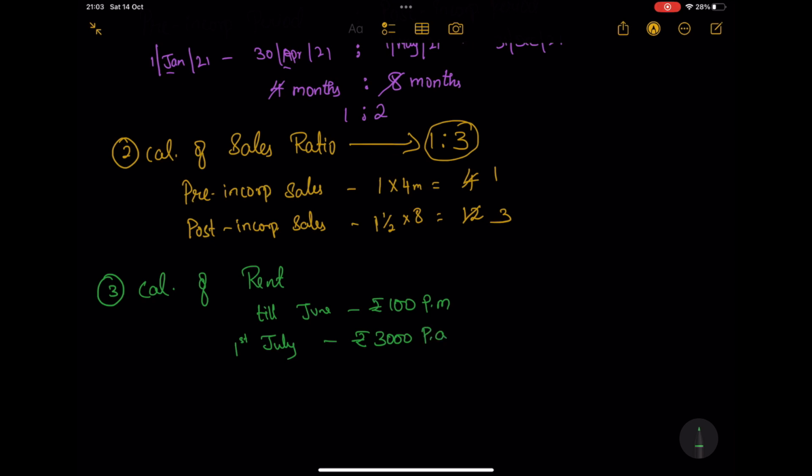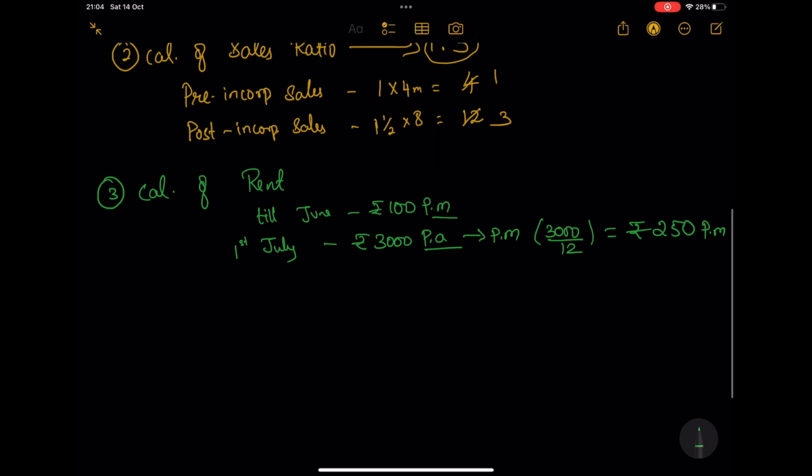So one value is per month, another one is per annum. We have to convert it into per month. So how we are going to convert it? 3,000 divided by 12. They have given per month value, isn't it? So 3,000 divided by 12, it is 250 rupees, 250 per month. This is the per month value.